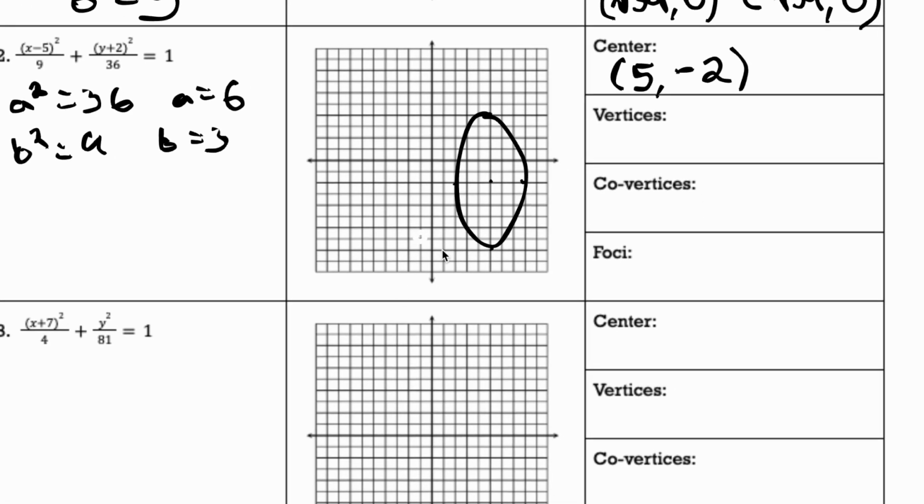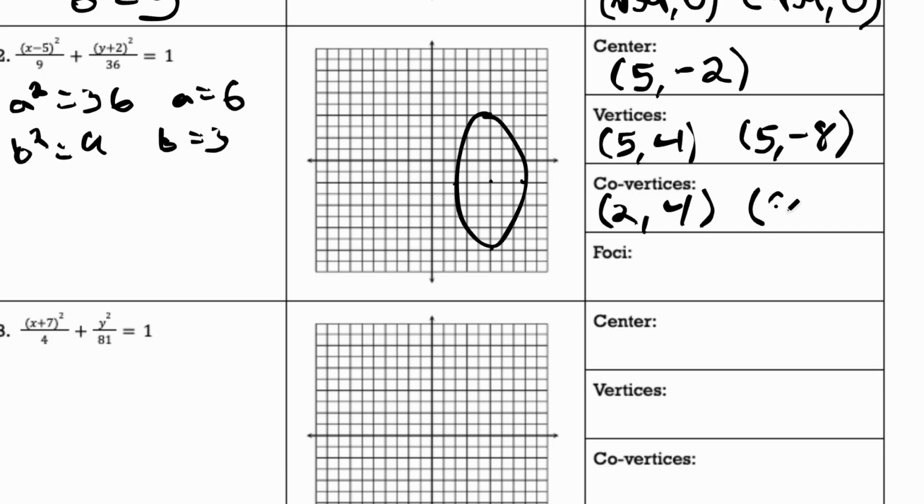So our vertices are along our major axis. So essentially what we're doing is we're moving up 6. So we can look at it on our graph and say it's something like 5, 4. Or we could also just add or subtract 6 from our y value at our center. And that way we get 5, negative 8. And this way, we're keeping our y value constant, and we're adding and subtracting 3 from 5, so we get 2, 4, as well as 8, 4.